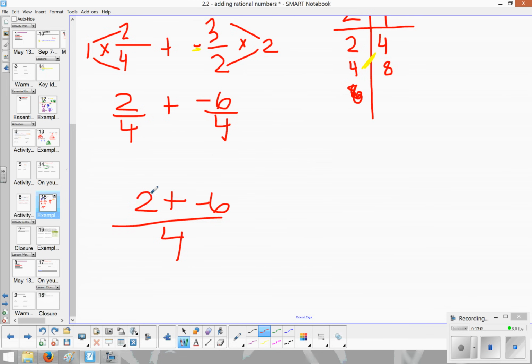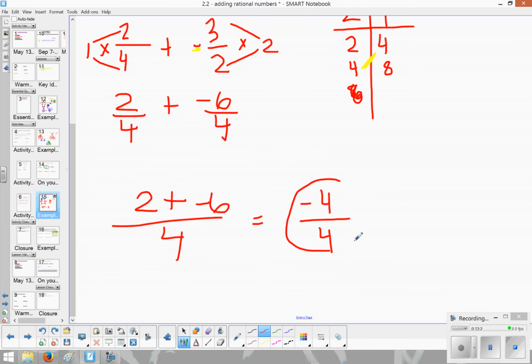So now if I look at it, this is a positive, this is a negative. Signs are different, so I'm going to subtract. Once I subtract 6 from 2, I get 4. Now the bigger number is 6, so I'm going to put a negative here. And the bottom denominator is the same, so I'm just going to keep it as 4.